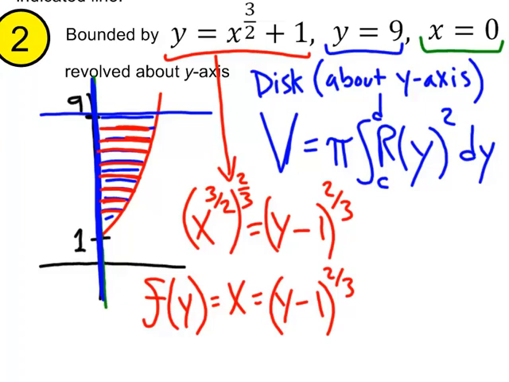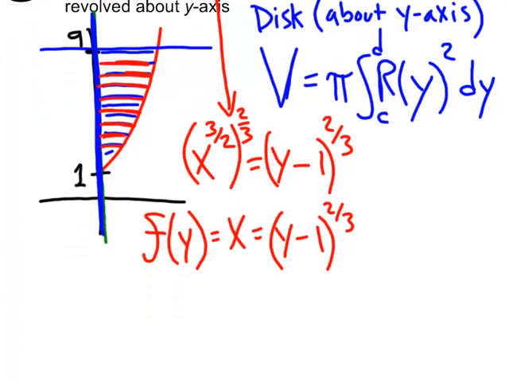And when we now look at our disk method formula, we realize that r of y is the same thing as this f of y. Whether you call it r of y or f of y, or whether you call it x, in any of those cases, they're just giving us the lengths of these segments, which are our radii. So let's start writing out that formula for this exercise.